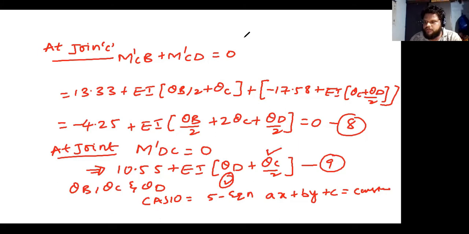So now theta B, theta C and theta D. Take 3 equations, you will get this answer. Now what is theta B value? I got theta B value as minus 5.18 by EI. This is theta B. What about theta C?